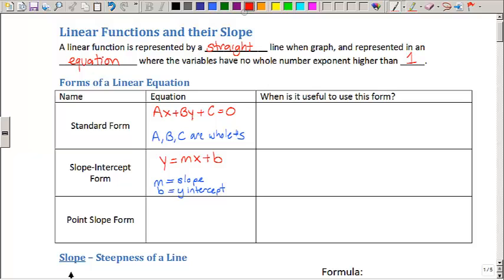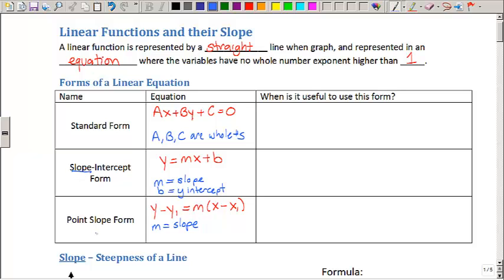On the last form, we have point-slope form, which looks like y minus y1 equals m times the quantity x minus x1. Again, my variables x and y don't have any exponent higher than 1, but we do have a lot of other constants here, so we'll just find out what those constants mean. The m still means slope. And every time in this section we talk about m, that's going to be talking about slope, whether it's in slope-intercept form or point-slope form.